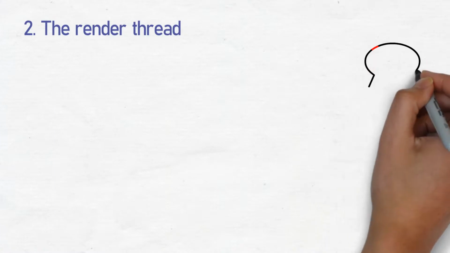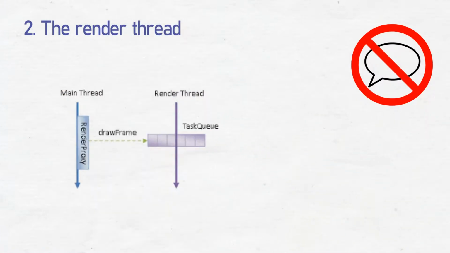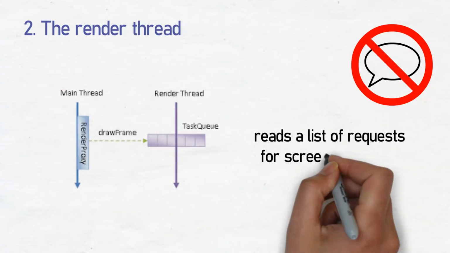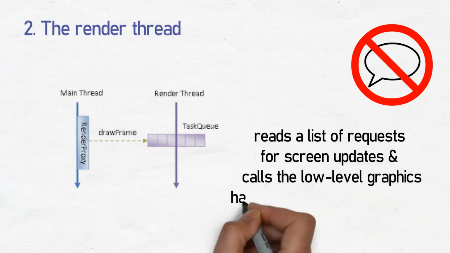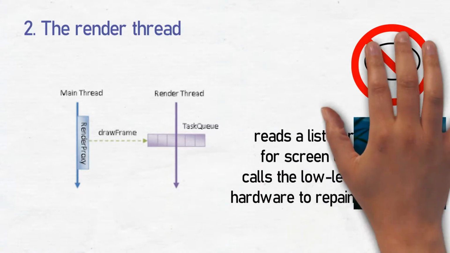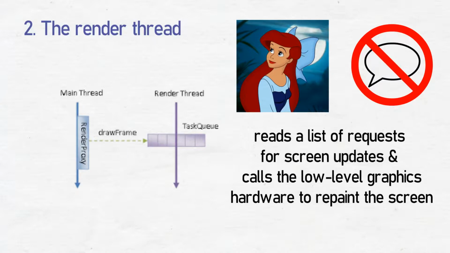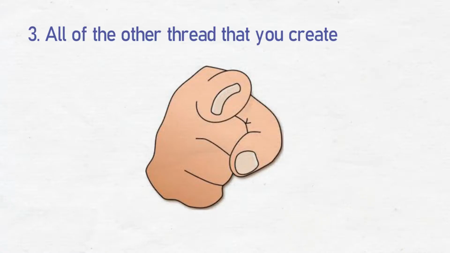Second, the render thread. You don't normally interact with this thread, but it reads a list of requests for screen updates and then calls the low-level graphics hardware to repaint the screen and make your app look pretty. Third, all of the other threads that you create.